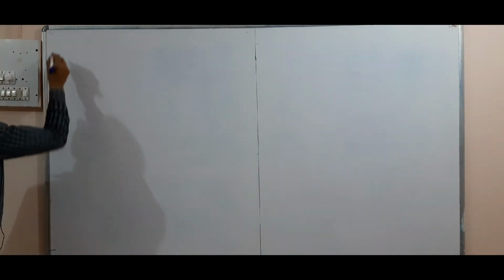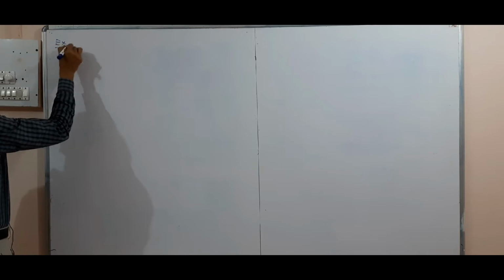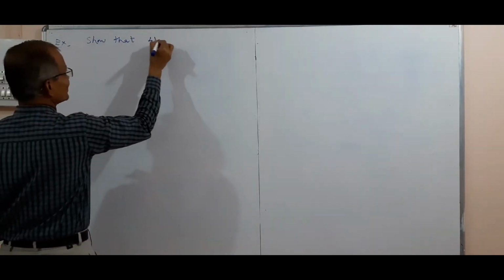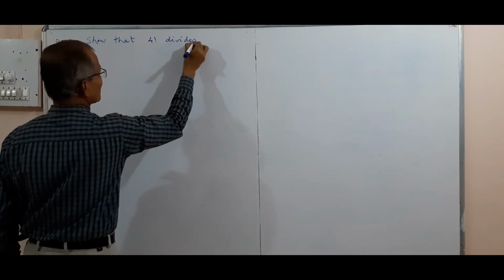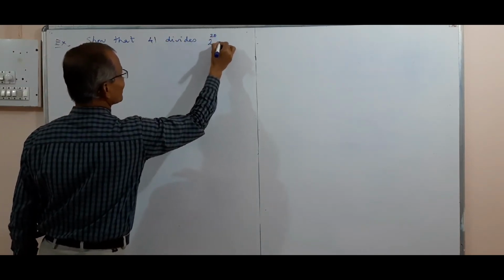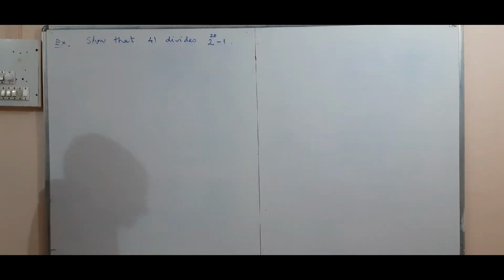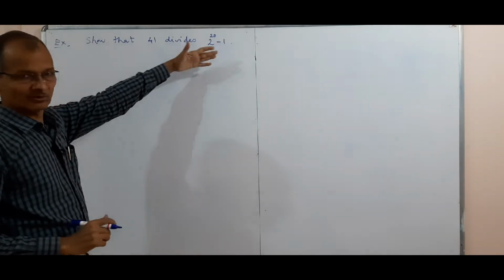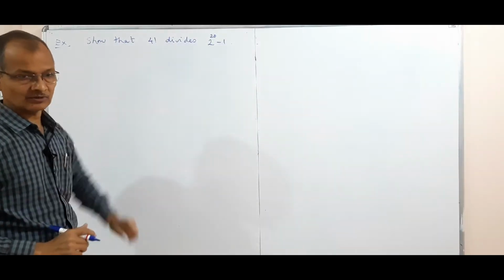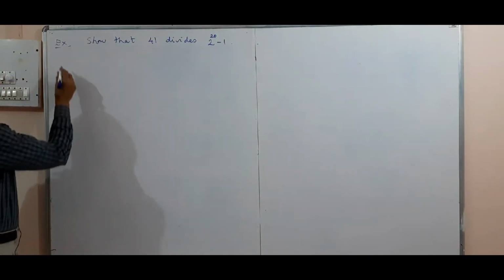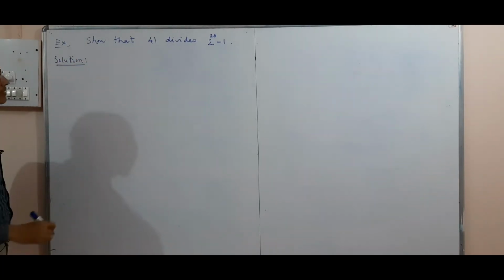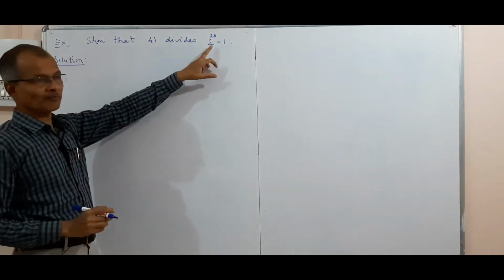Now we shall consider one simple example: show that 41 divides 2 raised to 20 minus 1. Now this is a part of calculation. Without using actual calculations, we shall use the congruence properties to prove this. Now we will consider like this. So what is the integer near to 41 among the powers of 2?